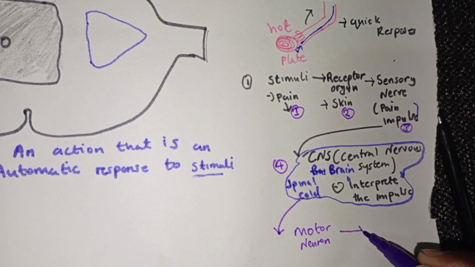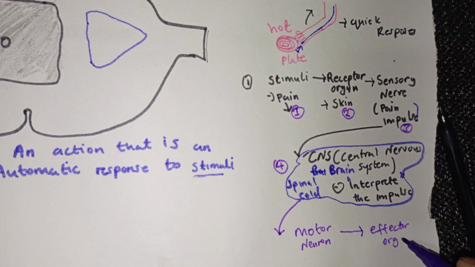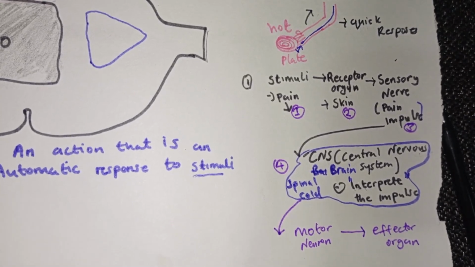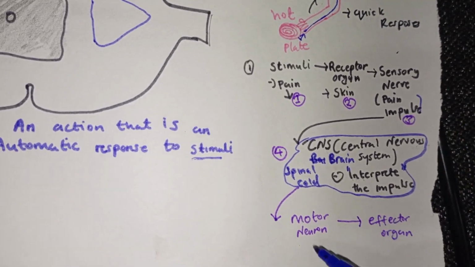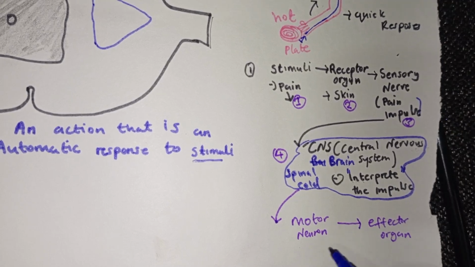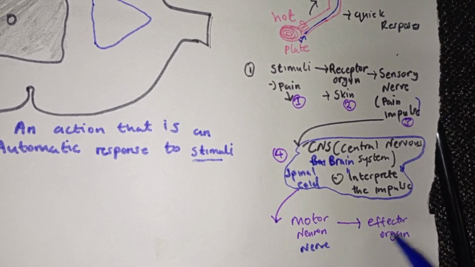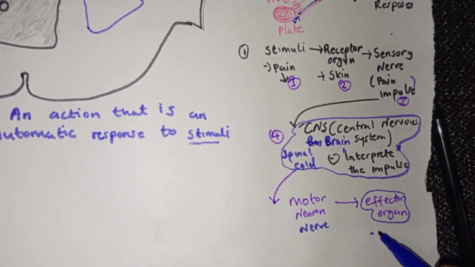Motor neuron will take it where? To the effector organ. And at this point, you find that the reflex action is stopped. Okay, so you have the motor neuron. It's just a nerve as well. Okay, this is a nerve. The effector organ, this will be the muscles.